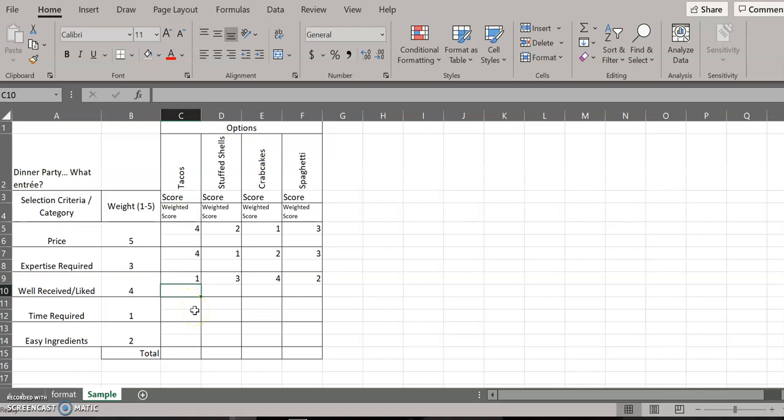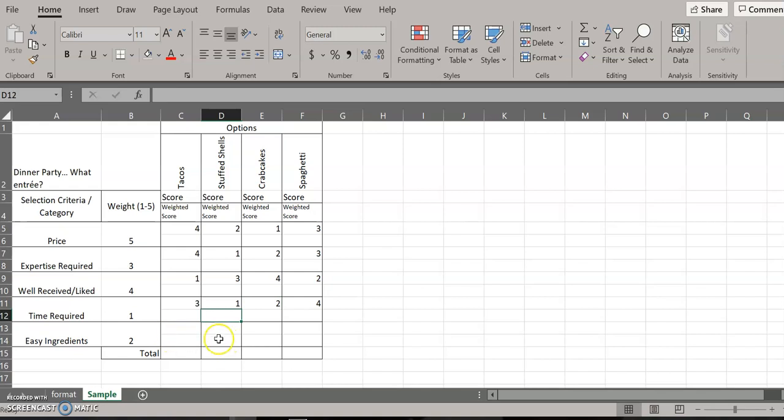Time required. I would say spaghetti would definitely be the fastest one to do. Tacos would be the second easiest. Stuffed shells, I would say that would be last. So that's going to take the longest. So I'll put that as a 1 and I'll put crab cakes as a 2.